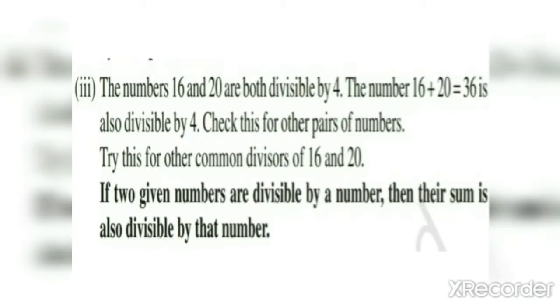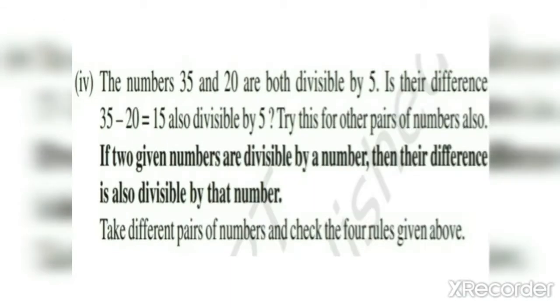Rule number 3 is, if two given numbers are divisible by a number, then their sum is also divisible by that number. The numbers 16 and 20 are both divisible by 4. Then the number 36, which is the sum of 16 and 20. If you add 16 and 20, you will get 36. So 36 is also divisible by 4. In this way, if two given numbers are divisible by a number, then their sum is also divisible by that number.